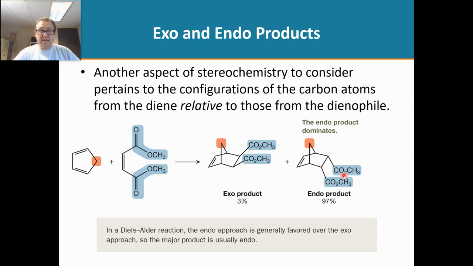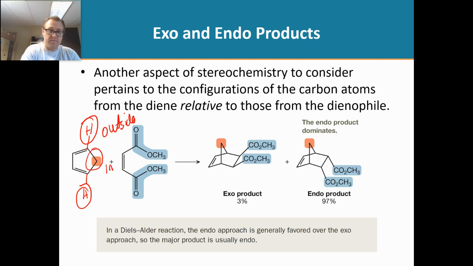Now let's generalize this a little bit more. Recall when we looked at the dienophile, we have the hydrogen atoms here. And recall from previous video, if we look at the dienophile like a cave, we have the outside groups right here, and we have the inside groups. Now, from that perspective, we can say, hey, that is the inside of the cave.